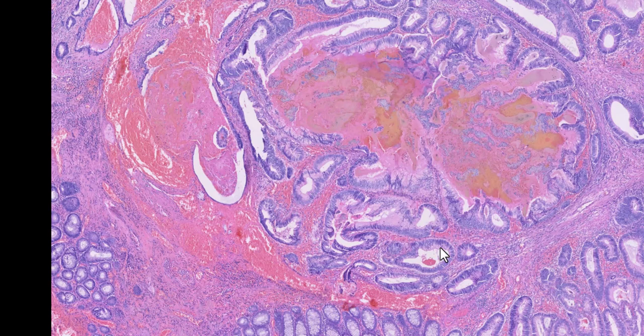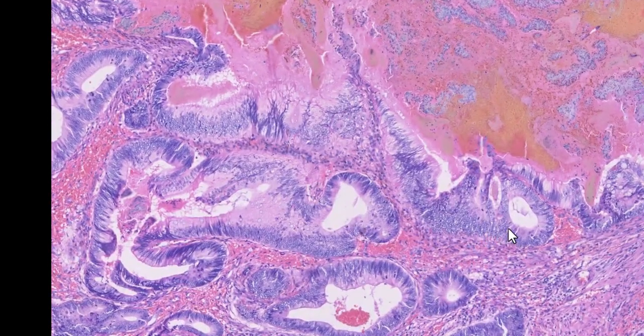Some people would refer to this as pseudo-invasion. I prefer misplaced epithelium because it sounds less ominous. It avoids the word invasion, even though there's a prefix of pseudo-invasion. You'd rather not have that prefix in there. The word invasion is scary enough.